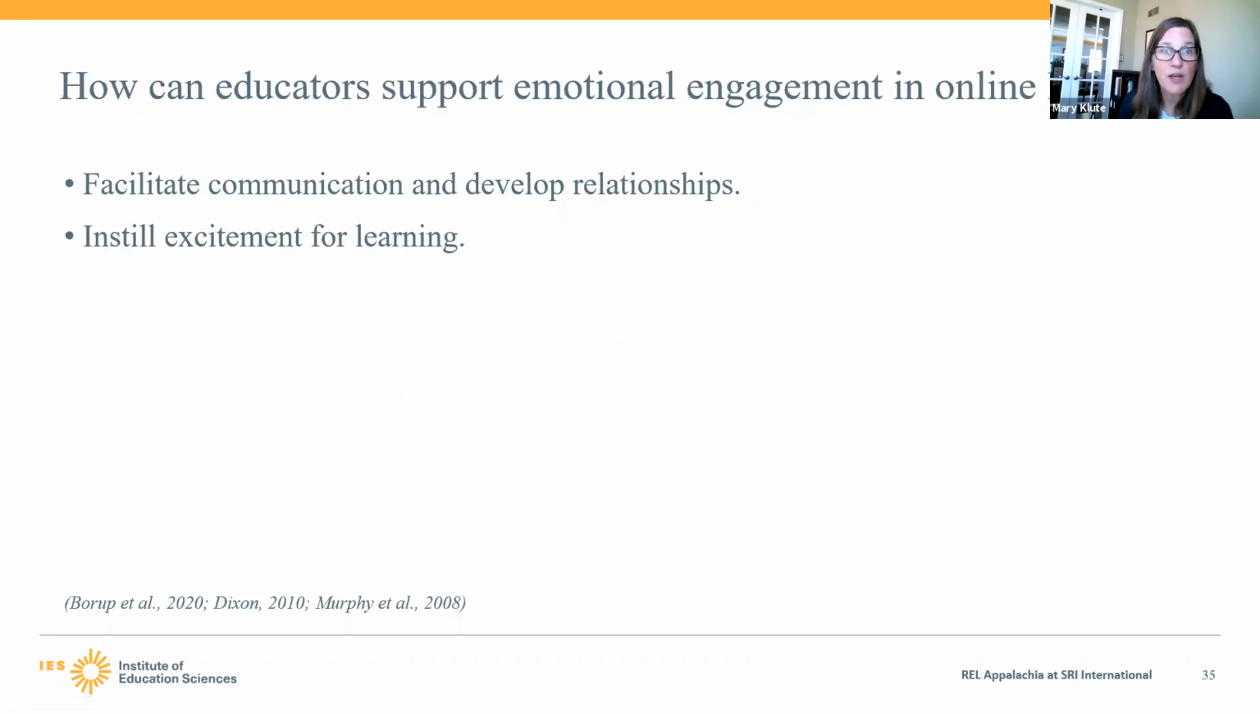Researchers have suggested 2 categories of strategies to promote emotional engagement. The first is facilitating communication and developing relationships. This is important because there is a big risk that students will feel isolated in online learning, so facilitating communication is especially important. As you think about this, you'll need to remember that some kids don't want to talk all the time, so different approaches might need to be used to connect with different students. In addition, instilling excitement for learning can be more challenging when students and teachers are not together in person. Now I'll turn it back over to Jill.